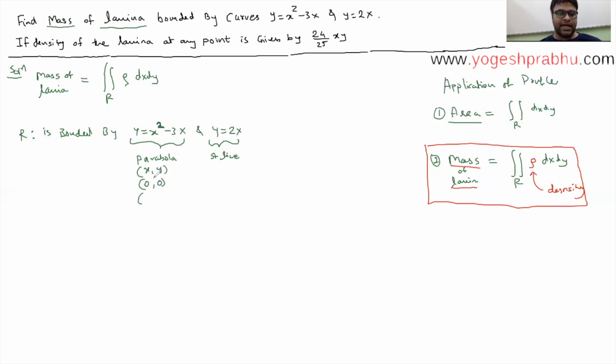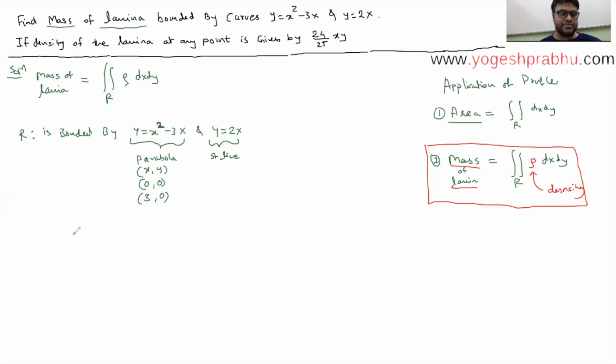And let us put one smart value for x. What if I put x equal to 3? If I put x equal to 3, 3 squared is 9 and 3 into 3 is also 9, so I'll get y equal to 0. So I've got two points, (0, 0) and (3, 0). I might as well need one more, but as of now, if you can draw the diagram as it is, it'll be great.